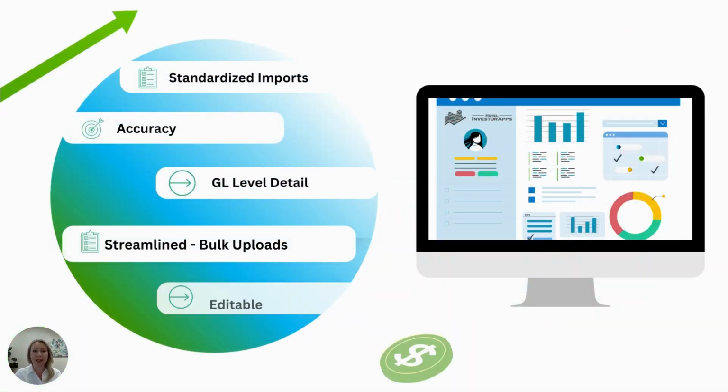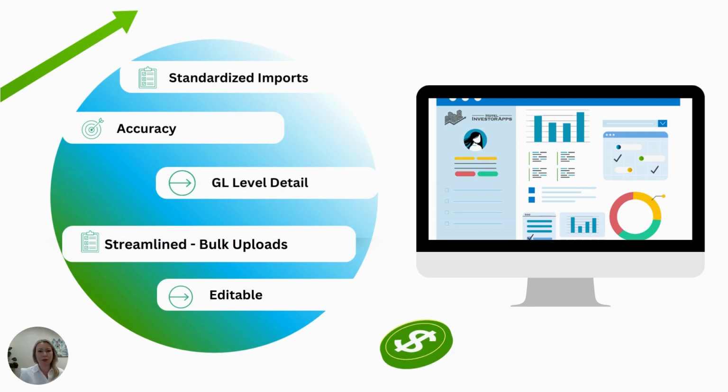So in summary, our tool is able to solve all these multiple issues. It's able to standardize data from whatever software you are coming from into HIA. It's able to ensure accuracy with our detailed data mapping. It's able to give you a GL level of detail, so you have the story behind your financials. We're able to streamline and give you autonomy with bulk uploads, multi-years, and we're able to make sure that that data is still editable once it's in the HIA system.